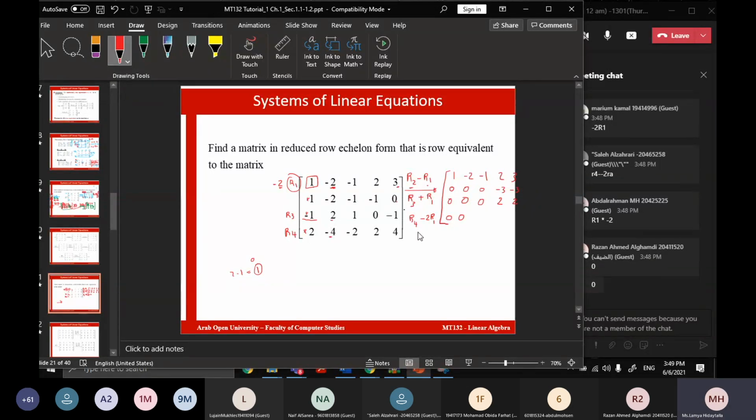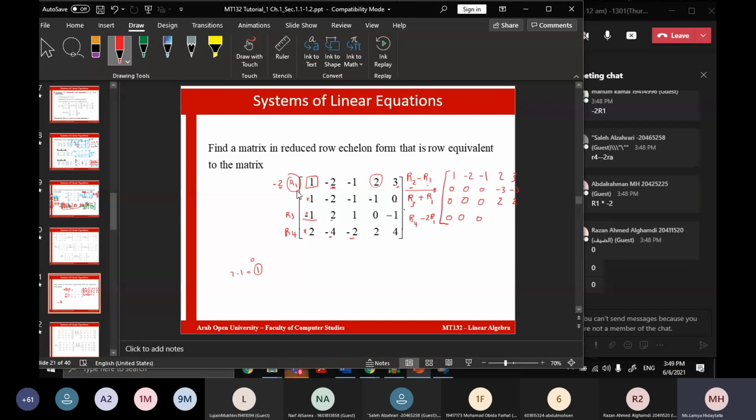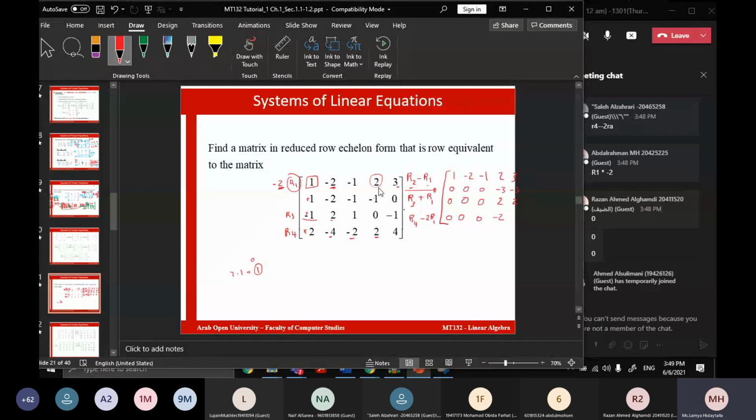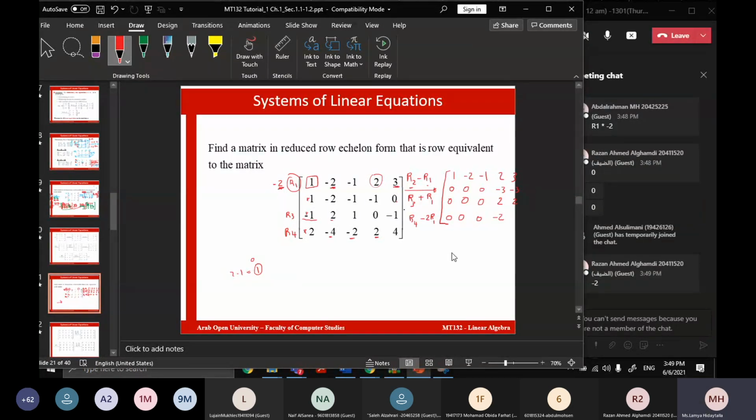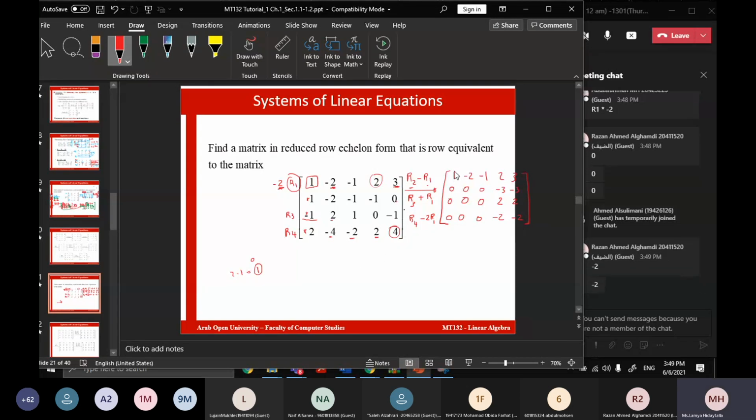Minus 1 times minus 2 is 2. 2 plus minus 2 is 0. Then 2 times minus 2 is minus 4. Minus 4 plus 2 is minus 2. Then minus 2 times 3 is minus 6. Minus 6 plus 4 is minus 2. Okay, so this is my leading one. All the other entries are 0.